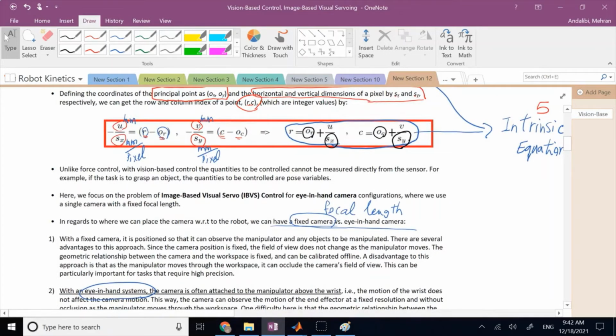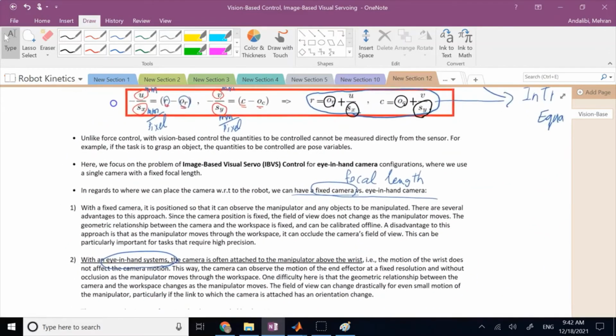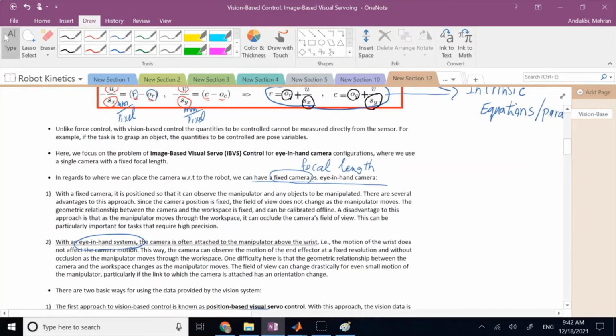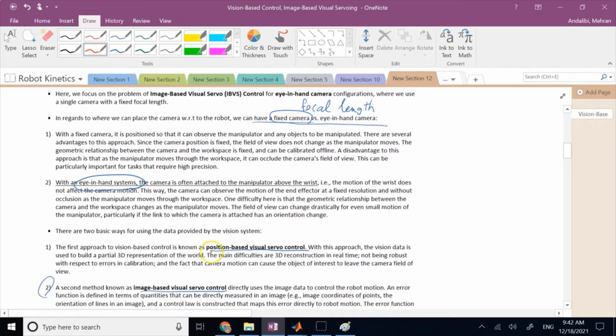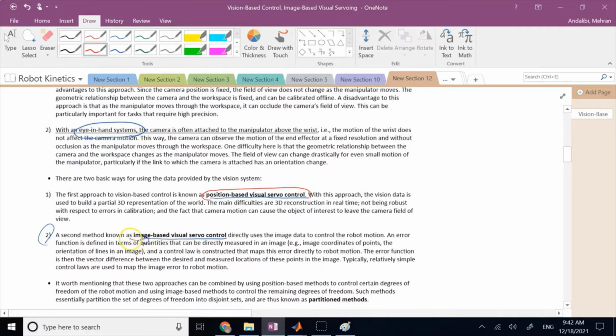So now let's talk about how we can potentially use the information in an image to control a robot that holds the camera attached to its end effector. There are two approaches. The first approach, as I mentioned earlier, is called position-based visual servoing. The second approach for control is called image-based visual servoing.